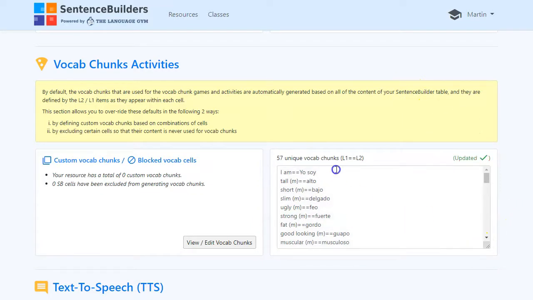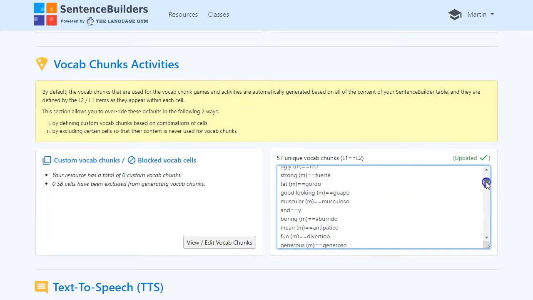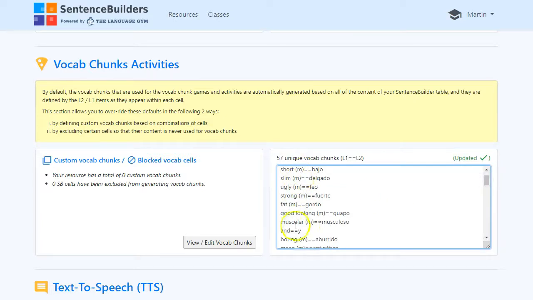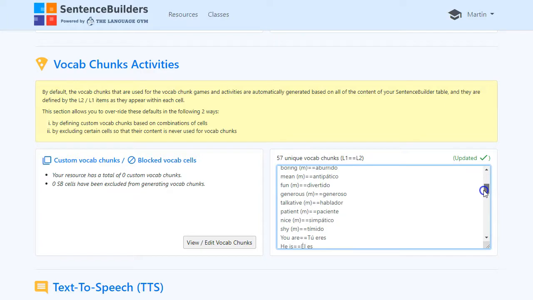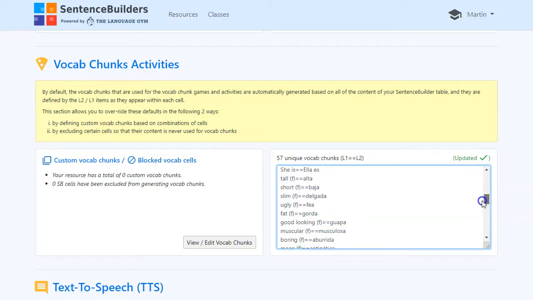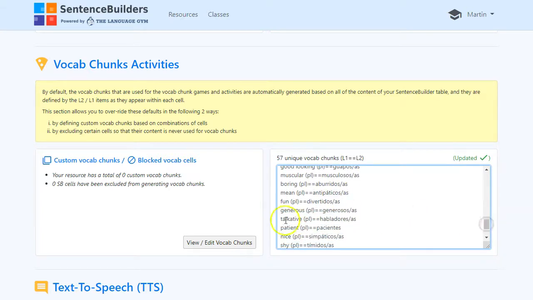You'll see that our vocab chunks, we've now got more of them because we're adding more words to the table. All of our adjectives should be okay. There we have masculine singular adjectives with the correct endings in Spanish. Then we have the feminine singular adjectives, and plural adjectives are towards the bottom. So we've got good looking plural, guapos, guapas. And if I scroll down to find habladores, a talkative plural, habladores and habladoras.